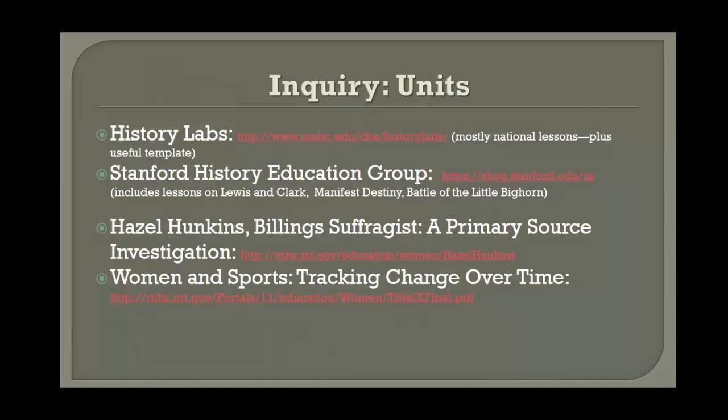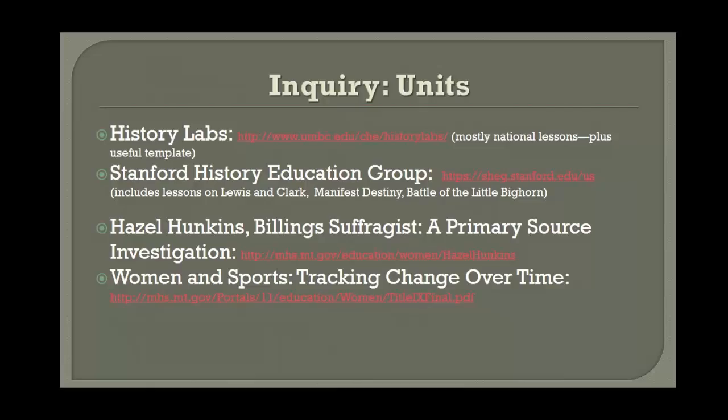We took the History Lab model to do our Hazel Hunkins Billing Suffragist unit. And so we use that, and the overarching question is, does she belong in the textbook? And having them look at suffrage and her role in gaining women's suffrage to make that decision.